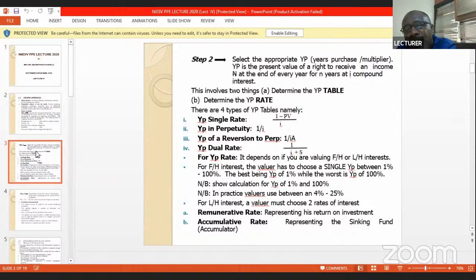So if you are solving a valuation problem, whether in the exam or in a real life situation, and you have decided to use the income approach, the first question you ask yourself is, the rent I'm valuing, is it full rental value? If it is full rental value, that means the landlord is collecting the full rental value, and the YP you will use to value it is YP in perpetuity. Remember that always.